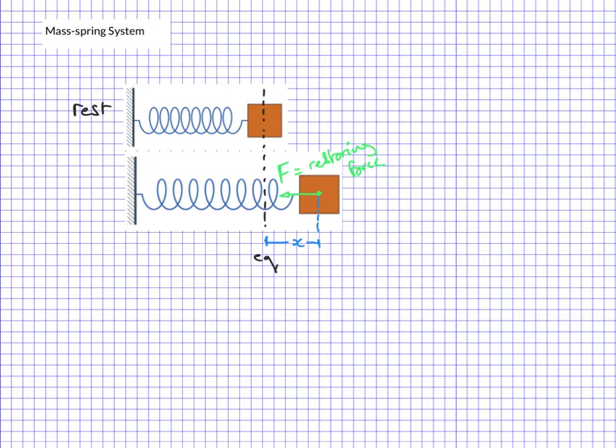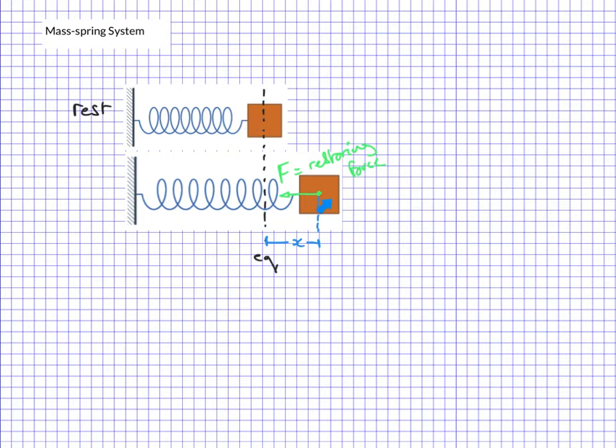So let's just think qualitatively for a few moments. Let's think about the different forces and different kinematics that are going on. Of course, at its zero displacement point, its equilibrium position, it's going to have zero force acting on it, because it can just sit there forever if it wants to.